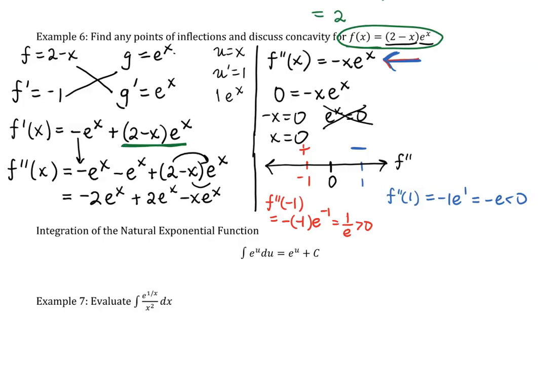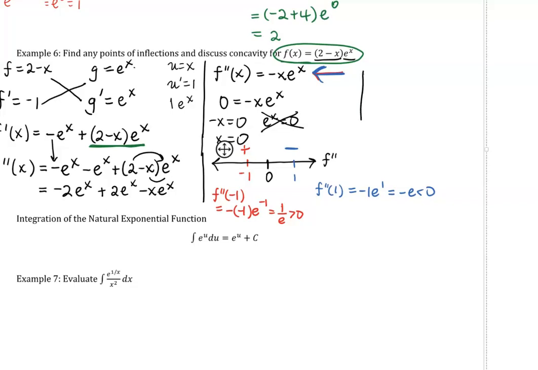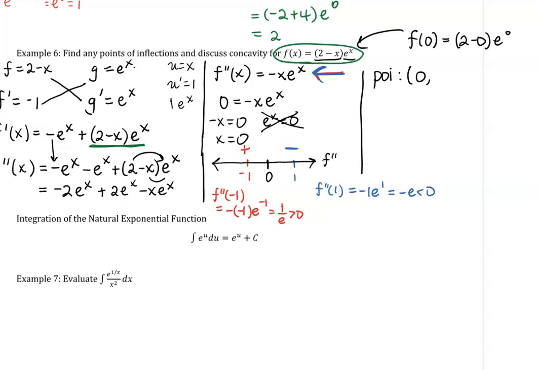And so because we do have that change in sign from positive to negative, we do have a point of inflection with an x coordinate of 0. To get the y coordinate, we would need to plug 0 into the original function here. So we have 2 minus 0 times e to the 0, which just gives us 2, because that is 2 times 1. And we can see that the function is concave up on the interval where we got the plus, which was from negative infinity to 0. And the graph is concave down on the interval where we got the minus in our number line, which was 0 to infinity.